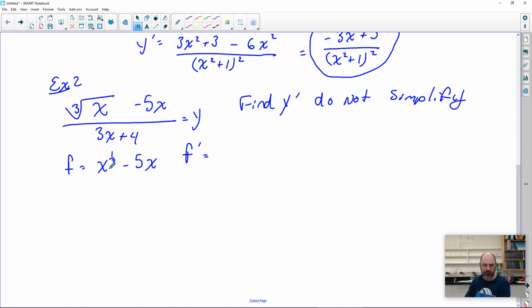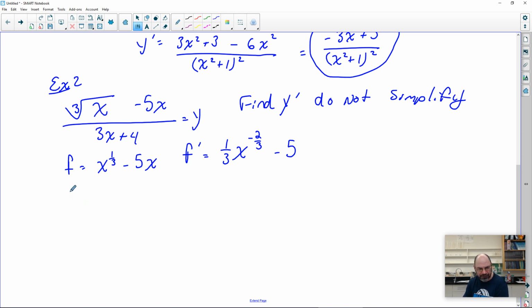the derivative of this is 1/3 x. Then we have to take 1/3 and subtract 3/3, or subtract 1. So if we subtract 3/3 from 1/3, we get negative 2/3. We also have to do the derivative of this part, minus 5, because the derivative of 5x is 5. So there's our f and our f prime.